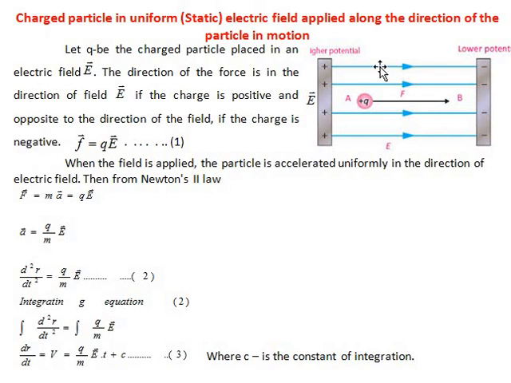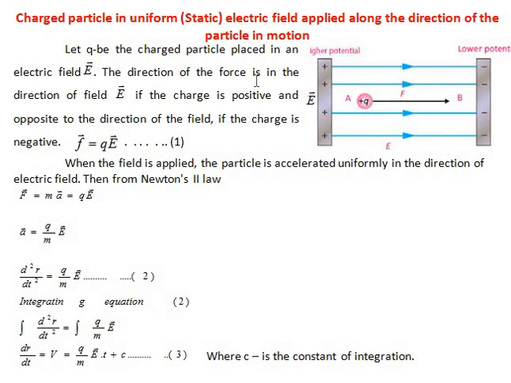Here you can see the blue colored lines represent the direction of the electric field, and the black colored arrow represents the direction of motion of the charged particle. You all know, dear students, it is a positively charged particle, and this particle is close to the positively charged plate. Therefore, like charges repel each other. Hence, this positive plate exerts a repulsive force on this charged particle, and it is attracted towards the negatively charged plate. Okay. So let Q be the charged particle placed in an electric field E.